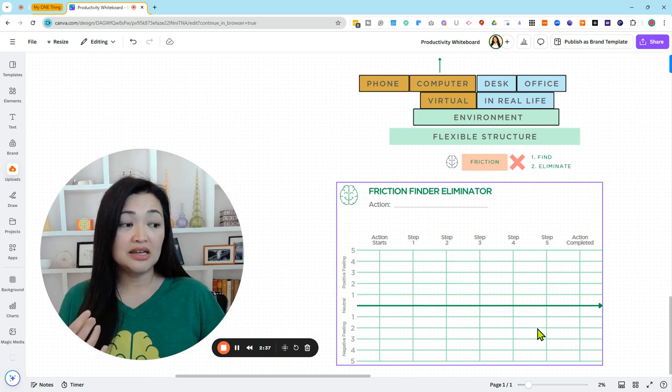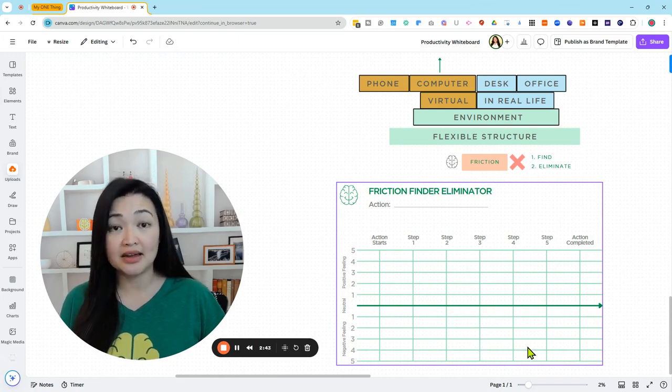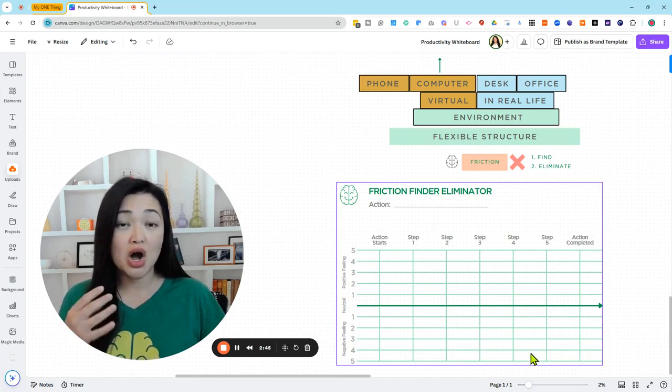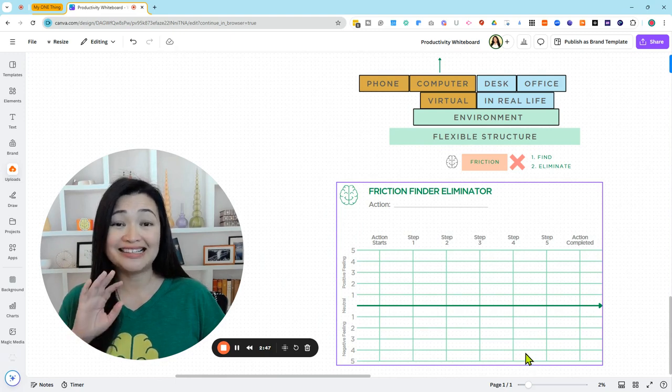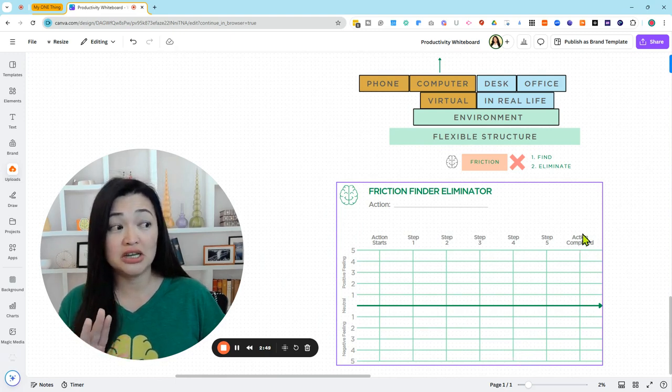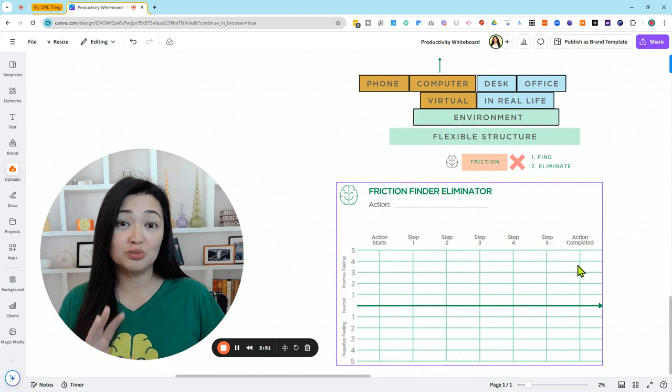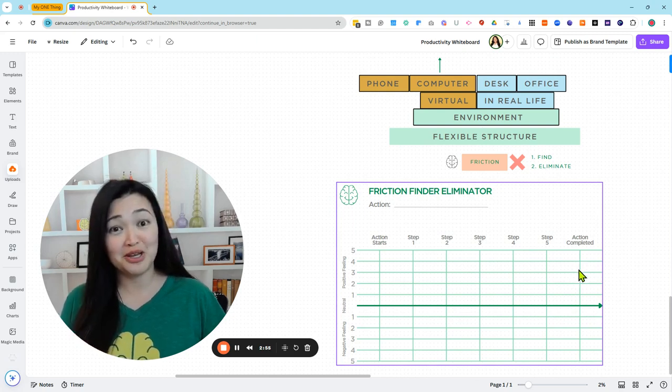And the goal is to identify which of the steps are in this negative feeling, and the intensity matters, so that we can focus on that particular friction that is stopping you from reaching the action that you want to complete. Usually that's being productive. That's why we're here in this productivity course. So let's go ahead and talk about using the friction finder eliminator specifically for your computer in the next video.